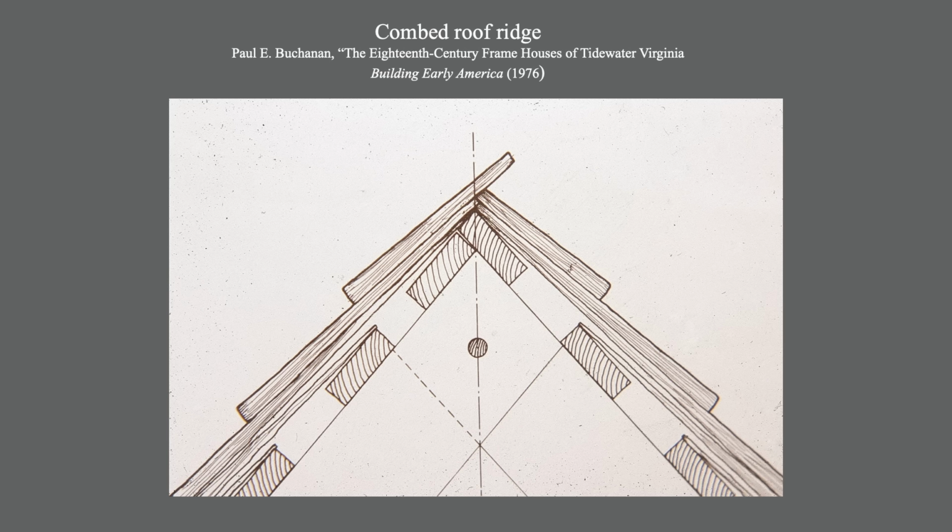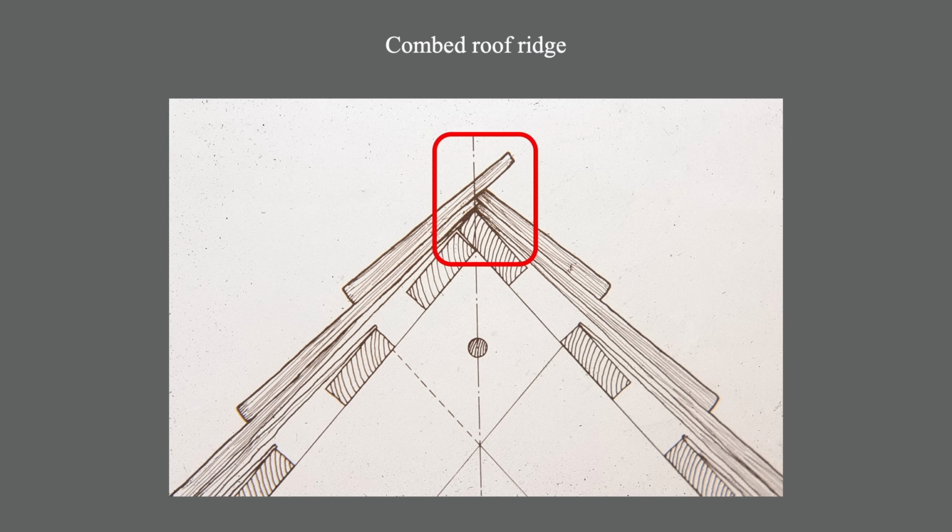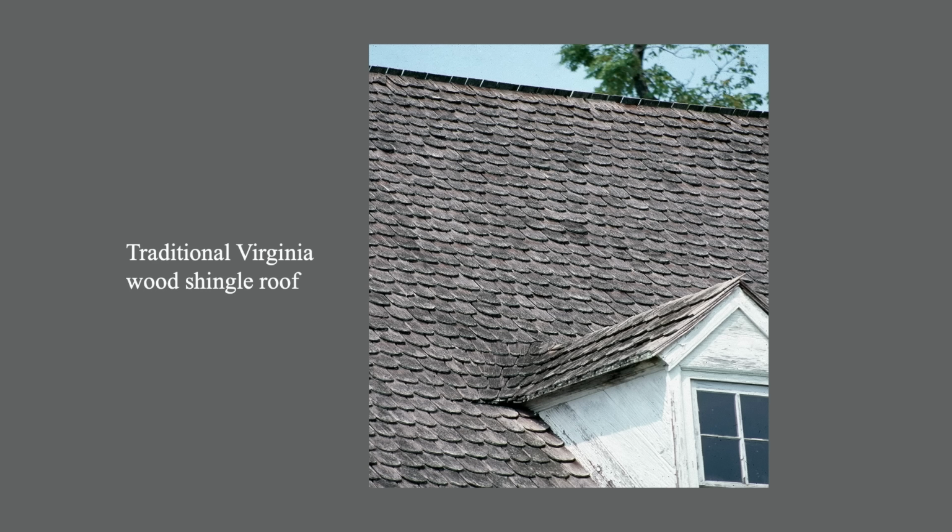A common treatment for the ridge of a wood shingle roof, particularly in the mid-Atlantic region, was combing. That is, alternating the overlap of the ends of the shingles at the ridge to create a zigzag path in profile, forming a waterproof seal. Also, the top shingle was extended several inches above the ridge on the north slope to protect the ridge from the prevailing north storms. Projecting ridge shingles are seen on this traditional wood shingle roof.